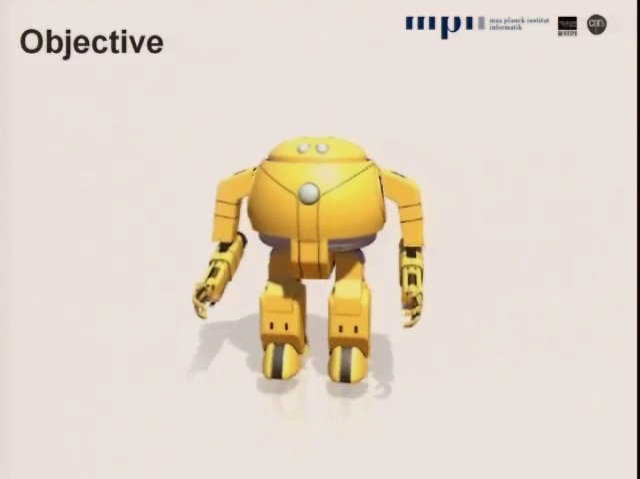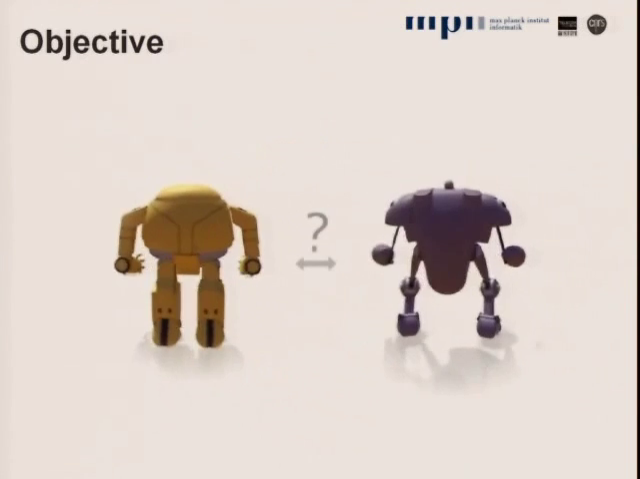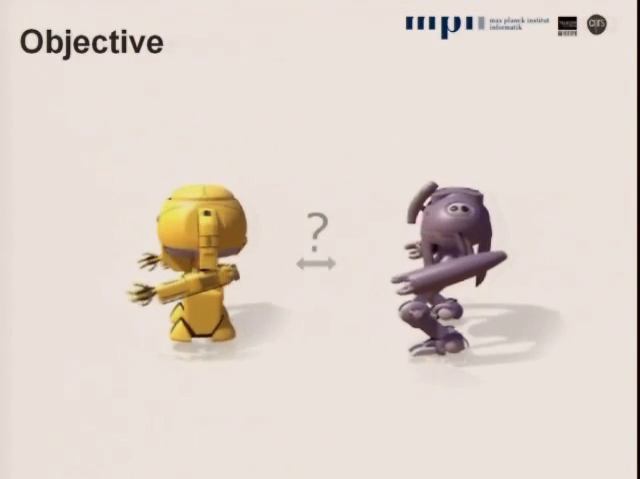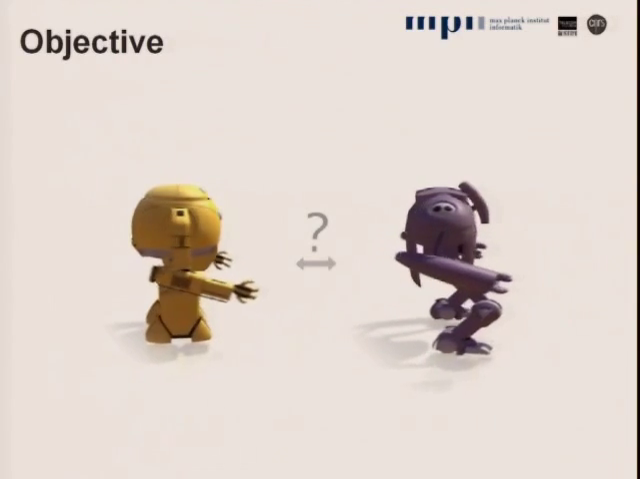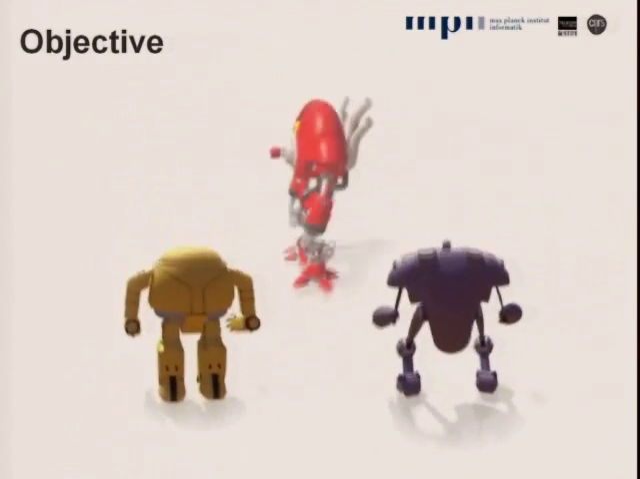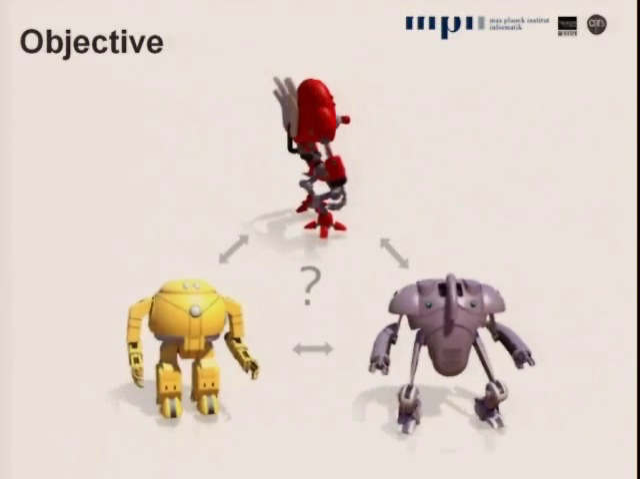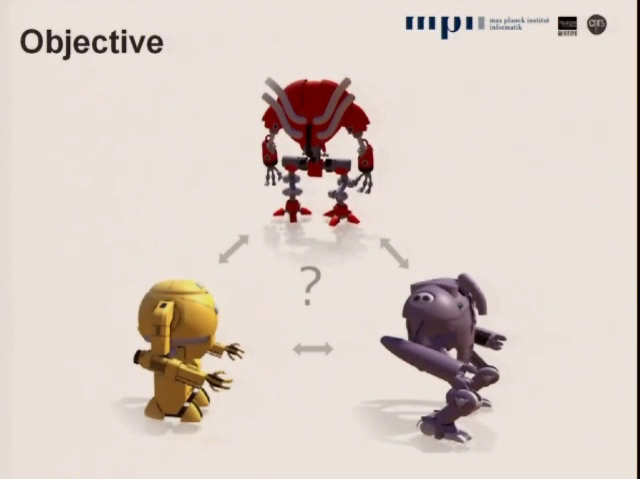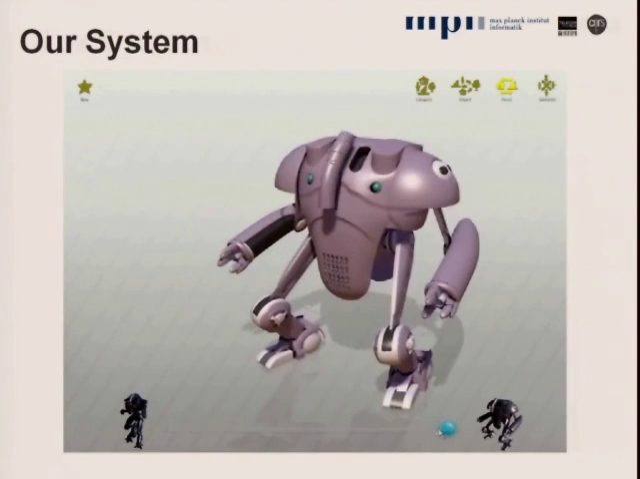Here you see a robot from this database, and it's composed of many parts. And there are other robots in this database. Now the question that we pose is, can we generate a blended shape between these two robots? Or if we have even more robots, can we generate a blended shape between these three robots? Obviously we can. So this is our system.